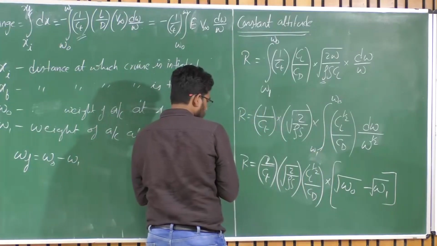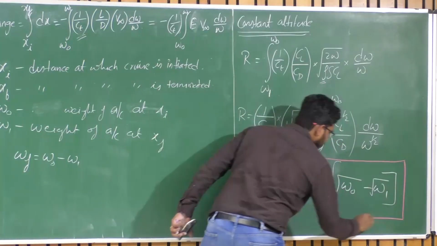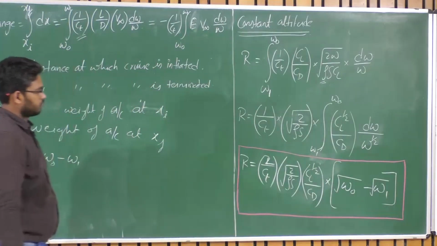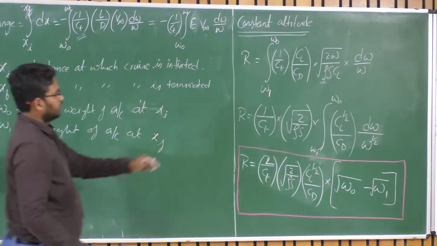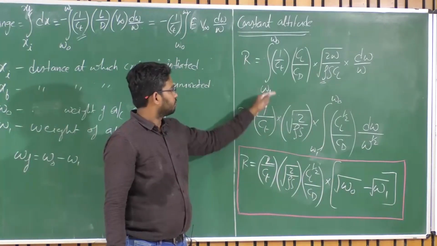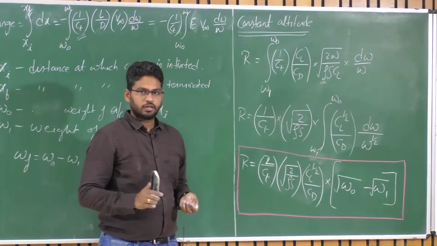So note it down, this is the range for constant altitude. If you consider constant altitude, this is the range that you are going to get. You allowed the velocity to vary during this level flight condition.